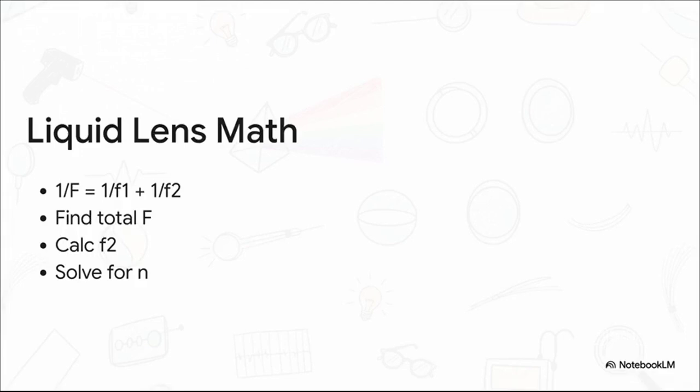Then we build our glass and liquid combination. We slide the optical needle up and down until the very tip of the needle perfectly aligns with its own inverted image with zero parallax. That specific height gives us our total combined focal length, capital F. And look at the math here. 1 over F equals 1 over f1 plus 1 over f2, with f2 being the focal length of our new liquid lens. Once we crunch the numbers for f2, we plug it into the lens maker's formula to solve for n, the refractive index of the liquid. It is just a stunningly elegant way to measure exactly how much that specific liquid bends light.